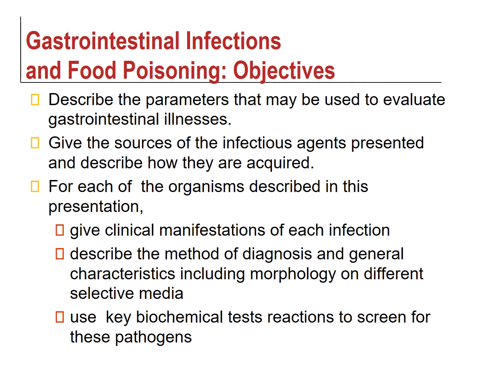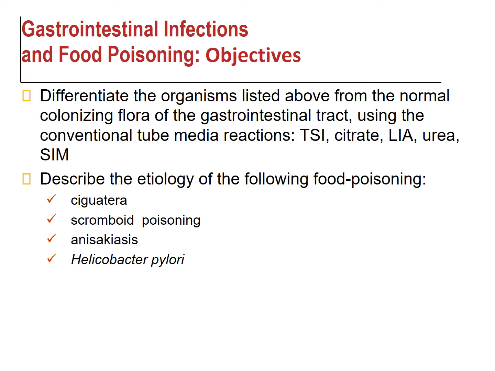In part two, we'll be able to differentiate the organisms listed from the normal colonizing flora of the gastrointestinal tract using the set of conventional two-media reactions, the TSI or triple sugar iron agar, the reaction on citrate, LIA or lysine iron agar, urea, and SIM, that is sulfide, indole, and motility.